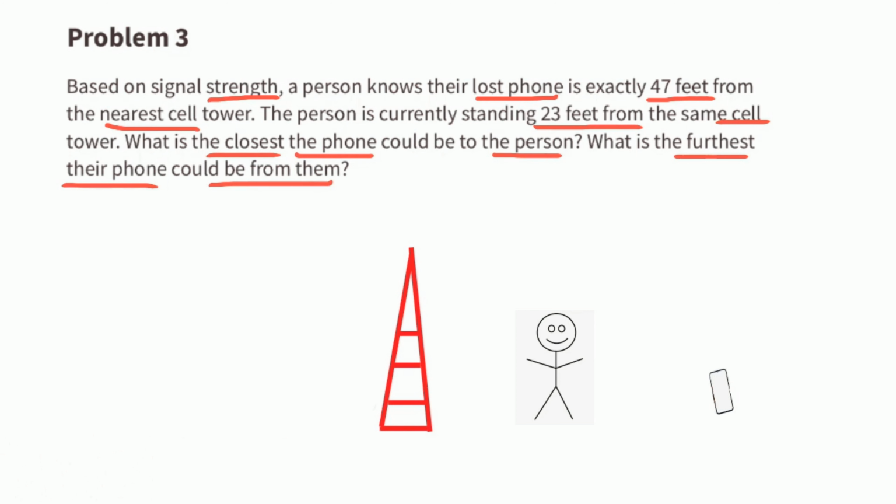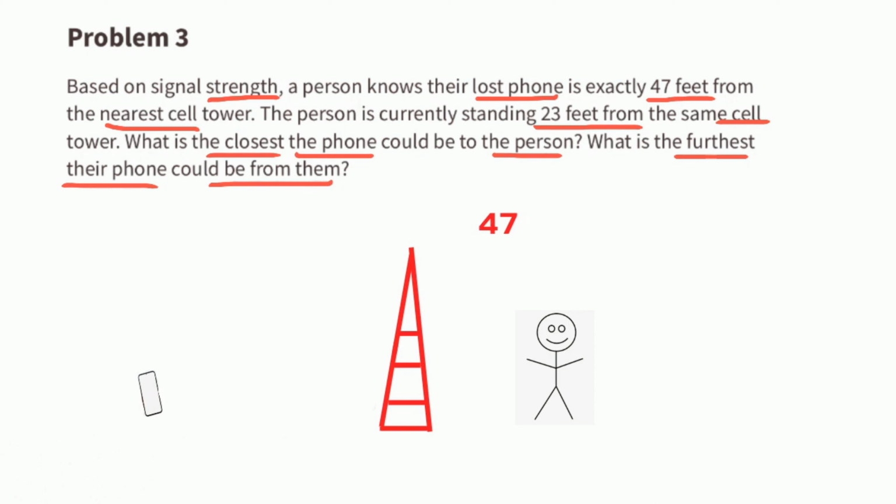We know that the lost phone is exactly 47 feet from the nearest cell tower, and we know that the person is currently standing 23 feet from the same cell tower. The expression 47 minus 23 will tell us the closest the phone could be to the person. Since 47 minus 23 equals 24, we know that the closest the cell phone could be to that person would be 24 feet. What is the furthest their phone could be from them?